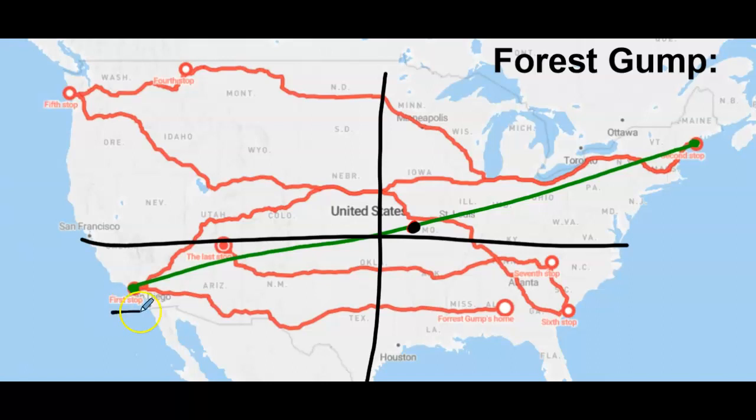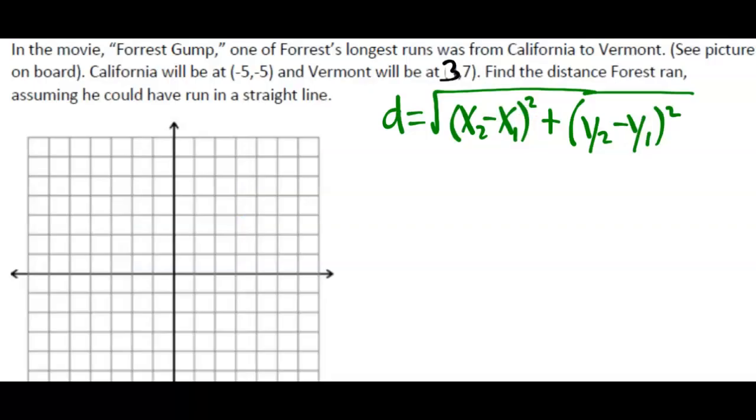Here's his first stop right here, and then his second stop is way over here, and then his third stop, well, I don't even know, but his last stop is way over here. So he runs all over the place, all crazy. We want to know what is the distance from his first stop to his second stop. So since we learned how to do the distance formula, we can figure that out. So remember, this is our distance formula, and we're just going to plug our numbers in.